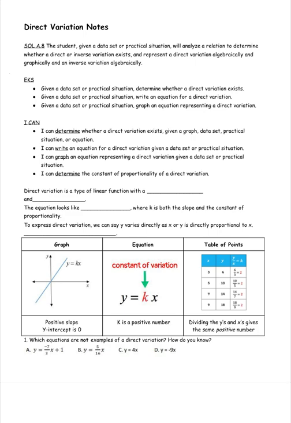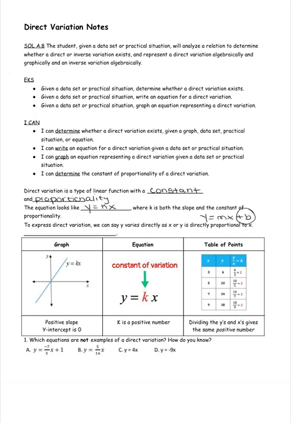All right. So a direct variation is a type of linear function with a constant of proportionality. The equation looks like y is equal to kx, where k is both the slope and the constant of proportionality. So it looks similar to our slope-intercept equation, y equals mx plus b, except with direct variation, it does not have the b.